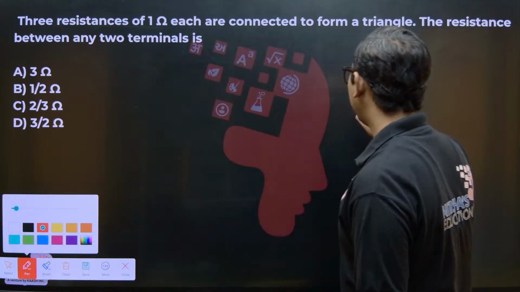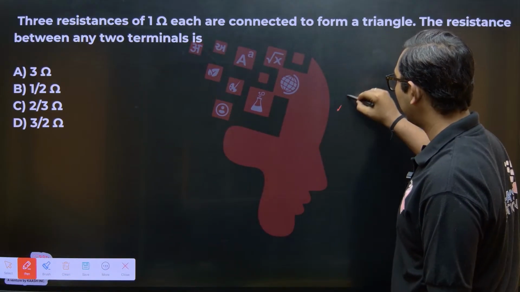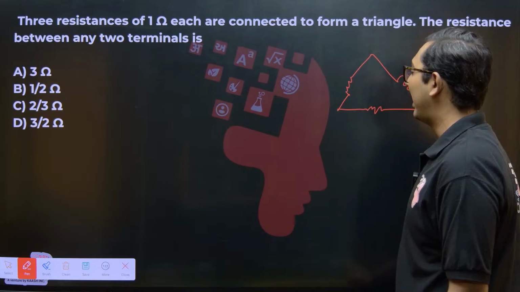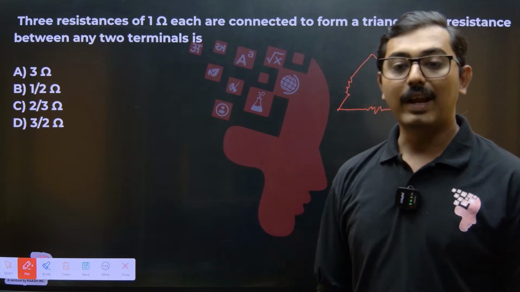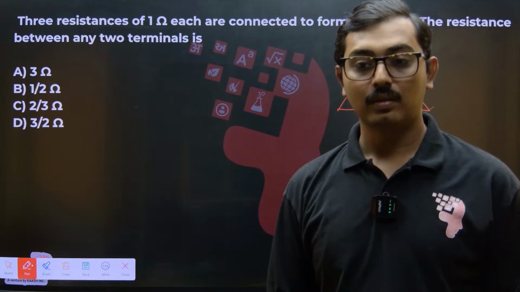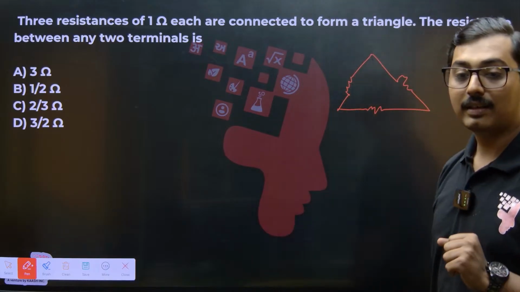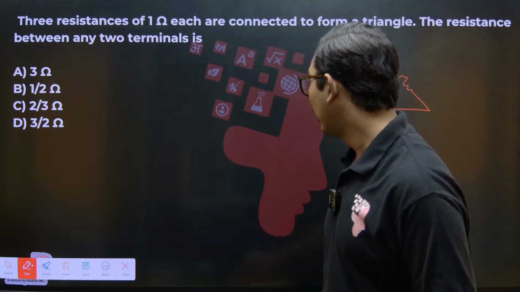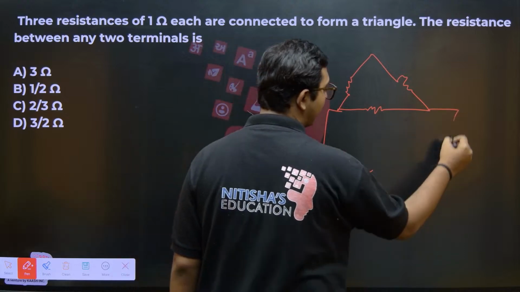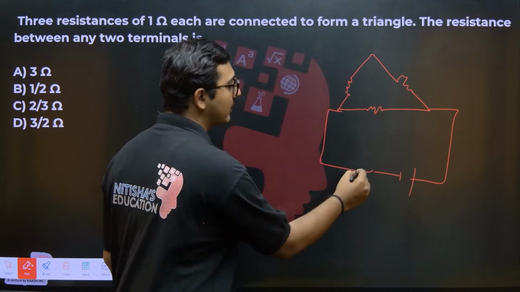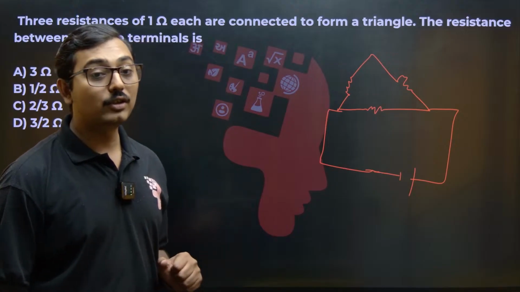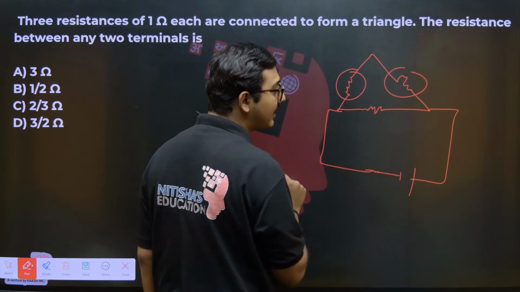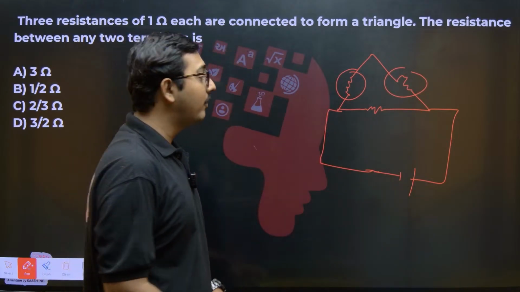Now, as they are connected in a triangular formation, we are just to consider any two terminals for ourselves. Let us say these two are the terminals for us. Now for these two terminals, what will you observe? That these two resistors are in series connection and they are in parallel with this third one.